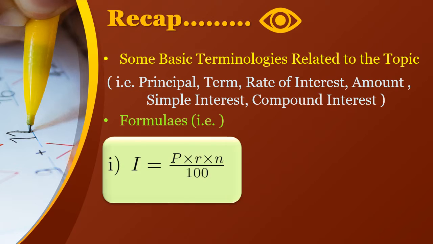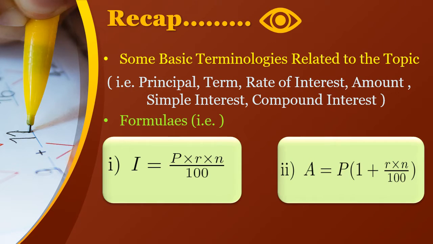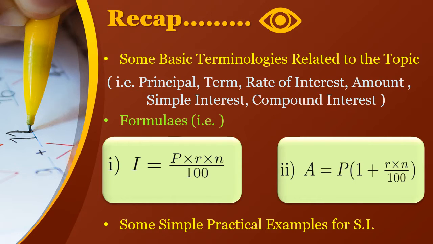We also saw some formulas in the previous video. The first formula is I is equal to P into R into N upon 100. This is the basic simple interest formula. And the second one, A is equal to P in bracket 1 plus R into N upon 100, bracket complete. This is the second formula. When the amount is given in the problem, we use the second formula. We also solved some simple practical examples for simple interest in the previous video. This is the recap of the previous video.